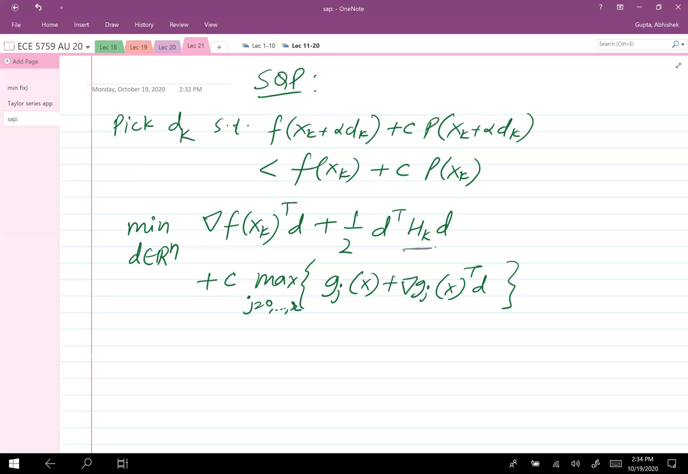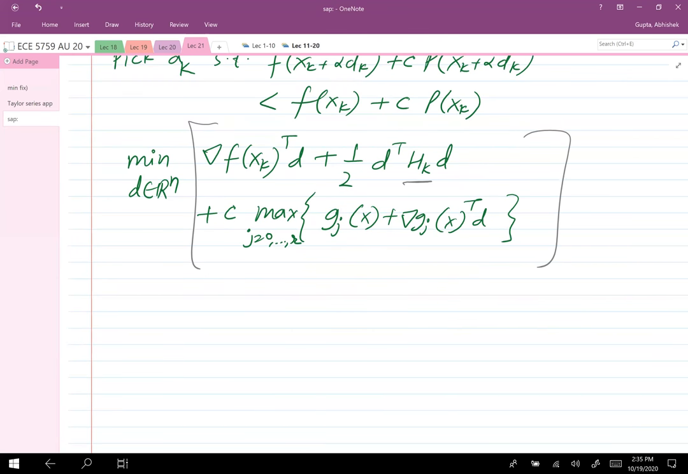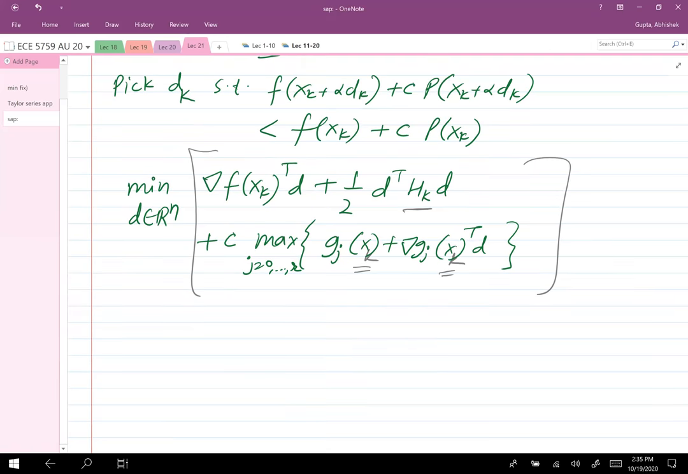And this is what the descent direction d should look like. This is a min-max optimization problem, because you are minimizing some term which doesn't depend on j, and then c times a maximum over some terms that depend on j. I need to put xk here, so this is gj of xk and gradient of gj at xk. Now I've gotten to this particular form, but it's still a min-max form, so it's not very clear how to solve this min-max optimization problem.